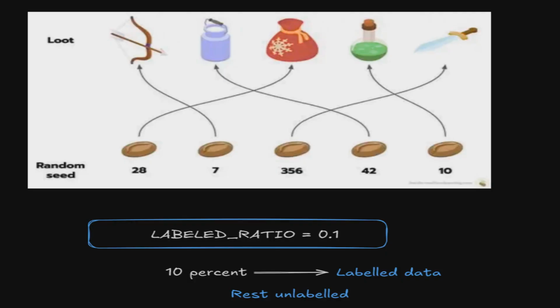This is gonna ensure that if you run the code again, you're gonna get the same split of labeled and unlabeled data. We're gonna define hyperparameters like, let's say, batch size, learning rate, number of epochs, and ratio of labeled data. For an example, let's say labeled ratio is equal to 0.1. It means only 10% of the dataset is labeled and the rest is unlabeled, right?